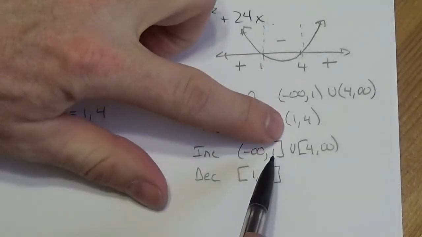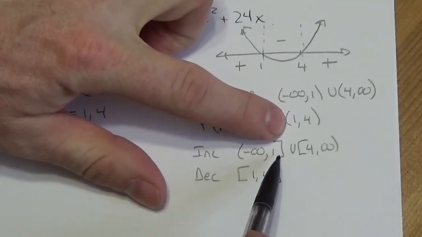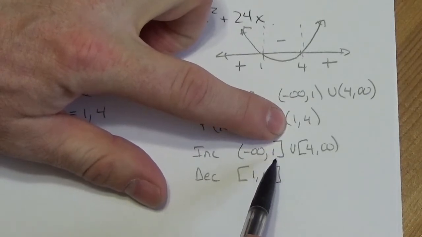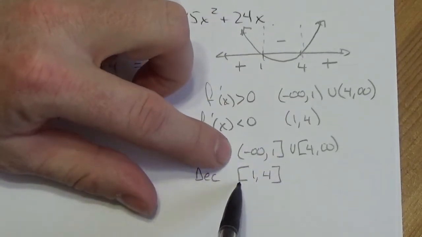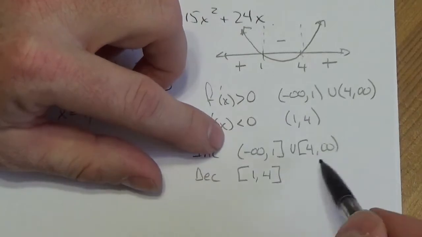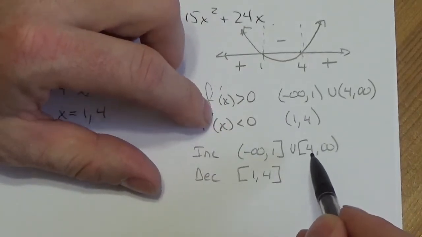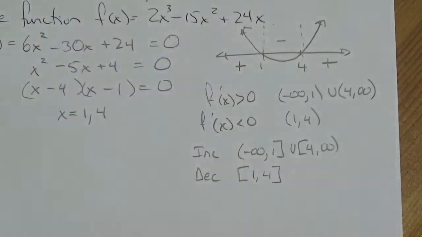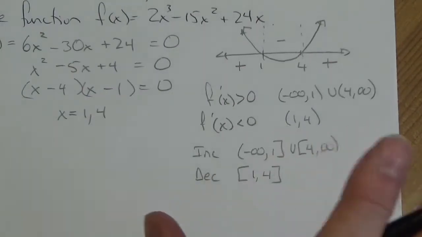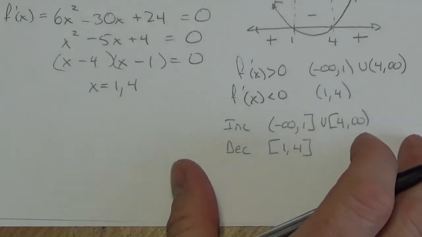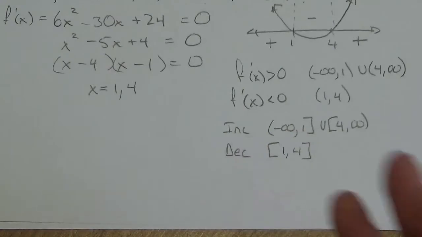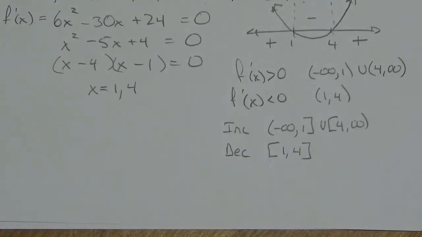I'm including the 1 here at the end of an increasing interval and at the beginning of a decreasing interval. It's in both. And 4 is at the beginning of an increasing interval and at the end of a decreasing interval. Isn't that weird? Yeah, we're going to talk about that in just a second. That is significant.